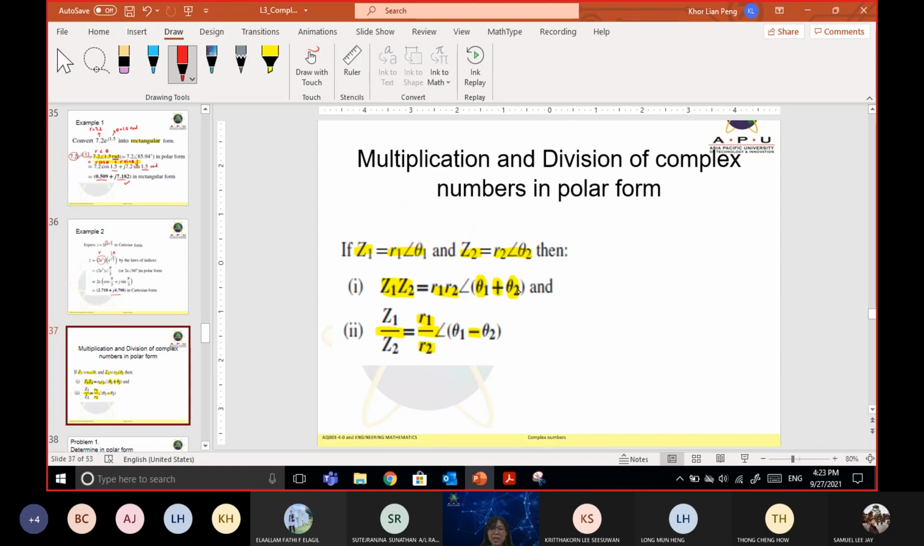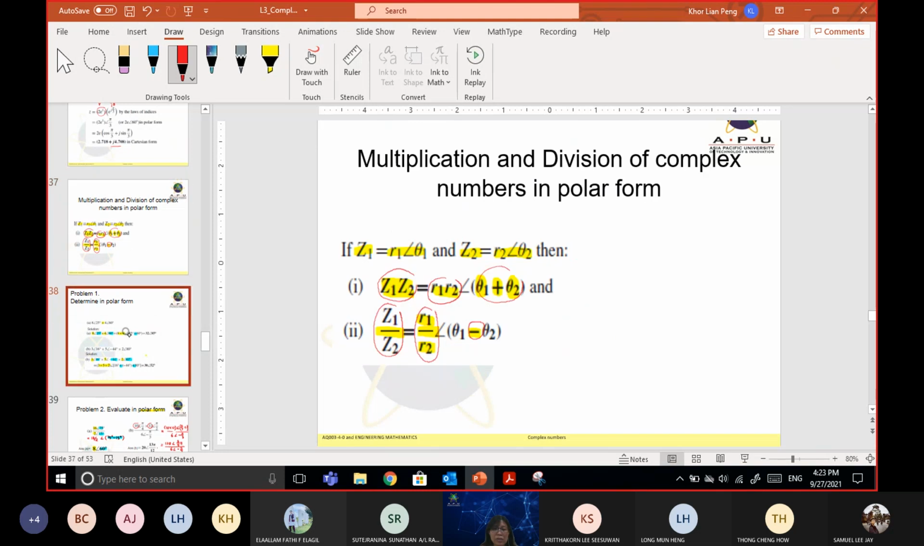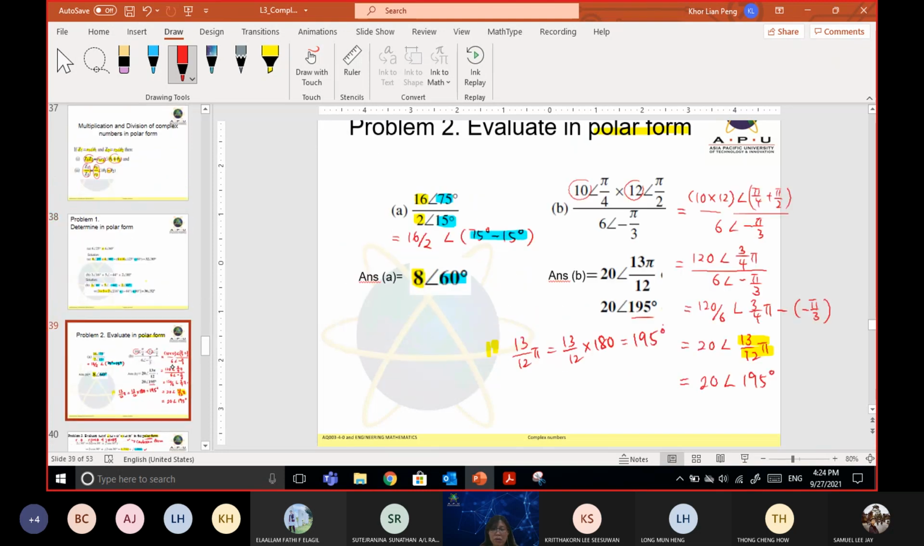Next is how we deal with multiplication and division for complex numbers in polar form. When it comes to multiplication, for the r we will multiply, and for the angle we will take the sum. When we want to do division, for the r we will do the division as well, but for the angle we will do the subtraction. Please take note. We can apply these rules to evaluate multiplication and division for complex numbers in polar form.